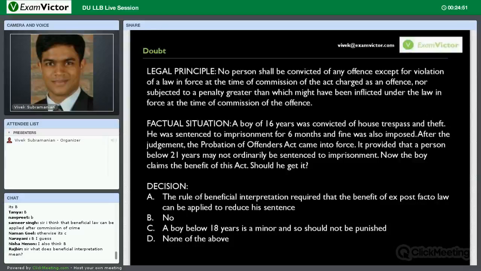Therefore, the correct answer is A, which says that the rule of beneficial interpretation requires that the benefit of ex post facto law can be applied to reduce the sentence. Ex post facto law means a law which has been made subsequent to the act which is the offence. So by subsequent law the penalty is reduced, and this benefit can certainly be given to the offender. The principle merely says that penalty cannot be greater. It does not say anything about penalty not being lesser, and in this case the penalty being lesser, the benefit should be given to the boy. So the correct answer in this case is A. Okay, any questions?